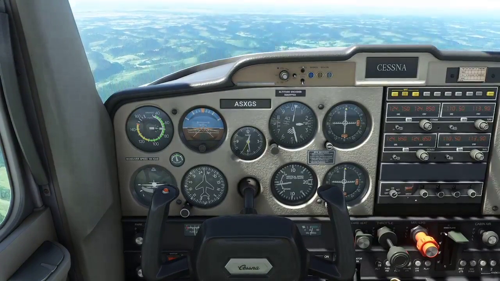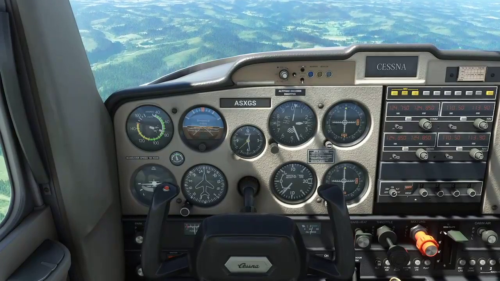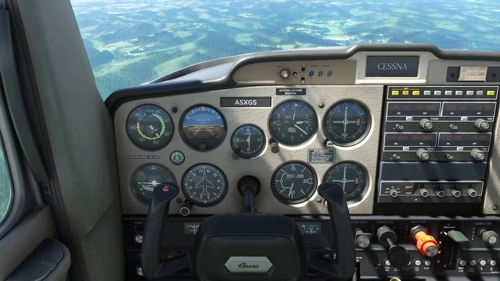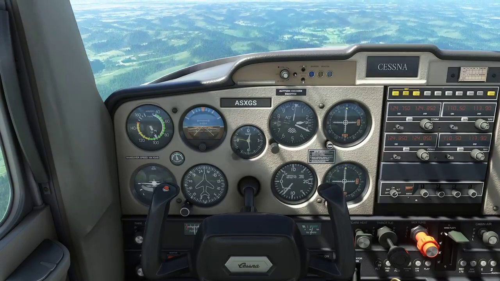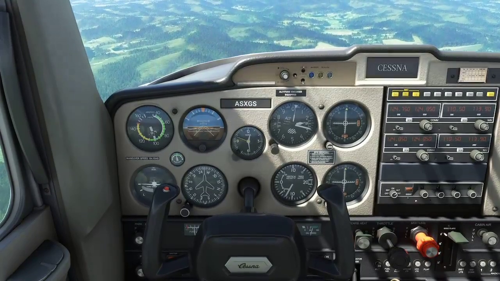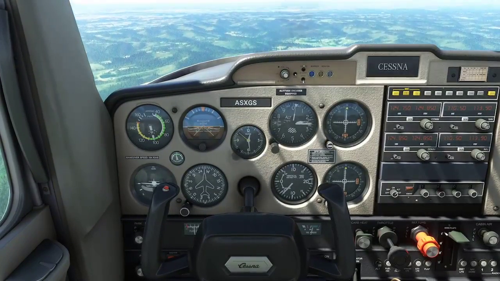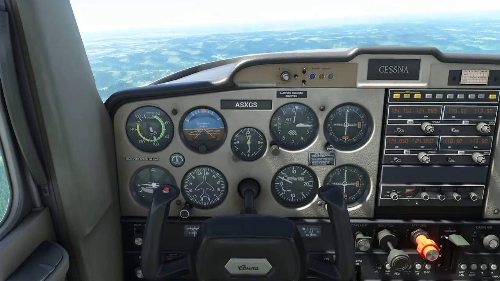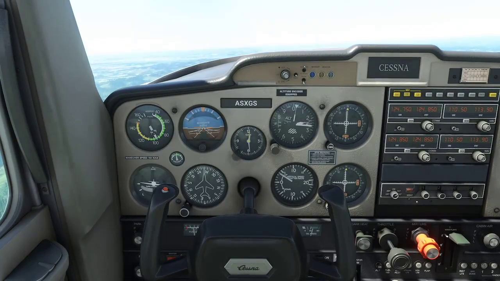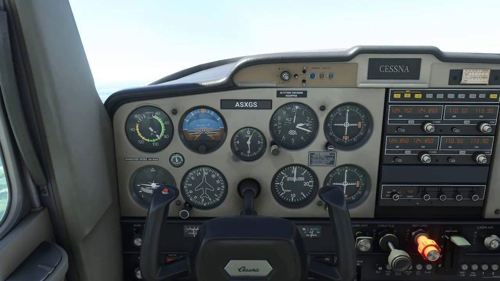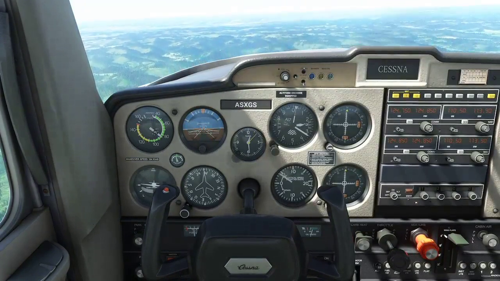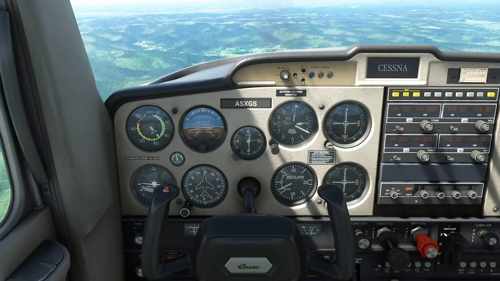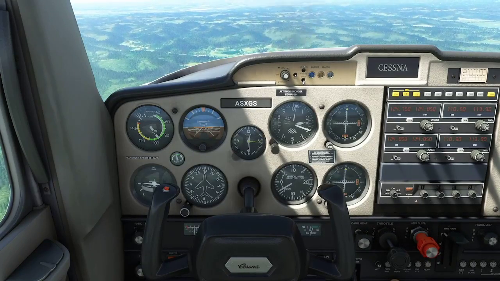Now, if I push forward on the yoke, we're going to gain airspeed. If we're descending, you see that all of a sudden we start to really pick up airspeed. We're at 90 knots and approaching 100 knots. So we see the impact of pulling back on the yoke, which pitches your nose up and slows down the airspeed, or pushing forward on the yoke, which will pitch us downward and pick up airspeed.